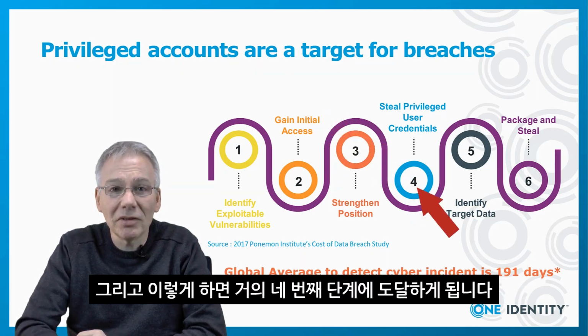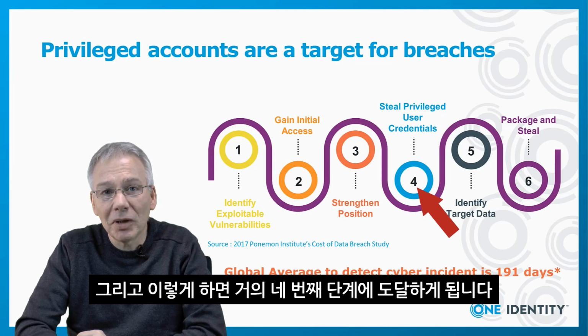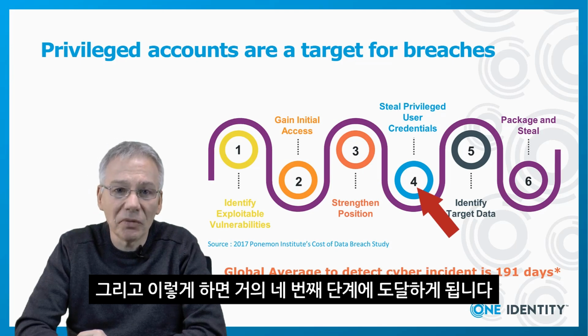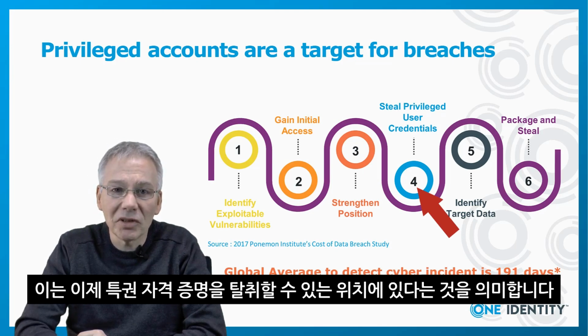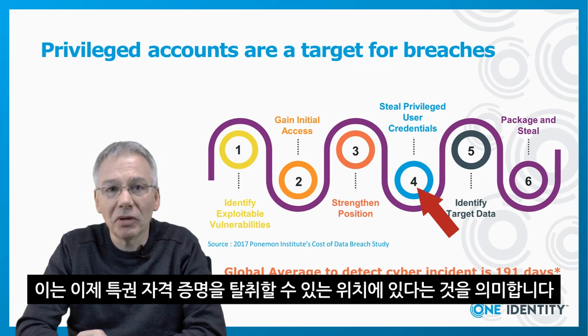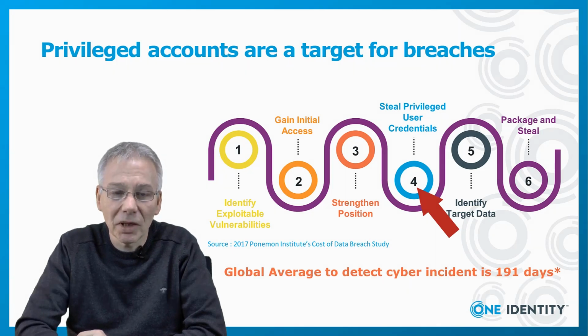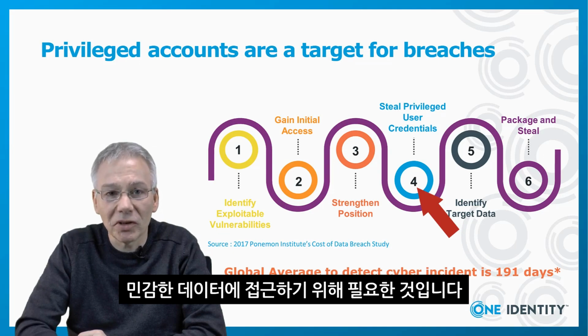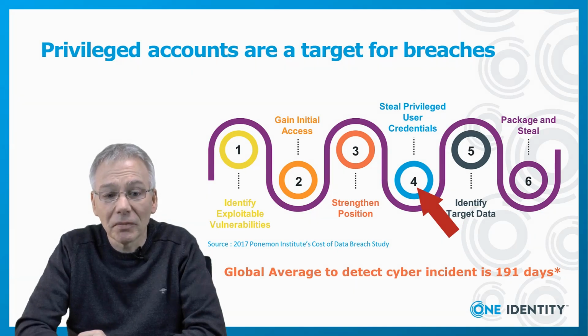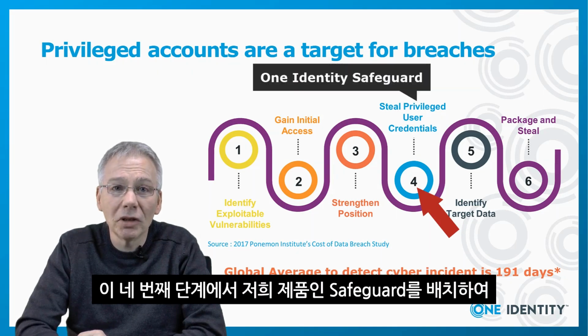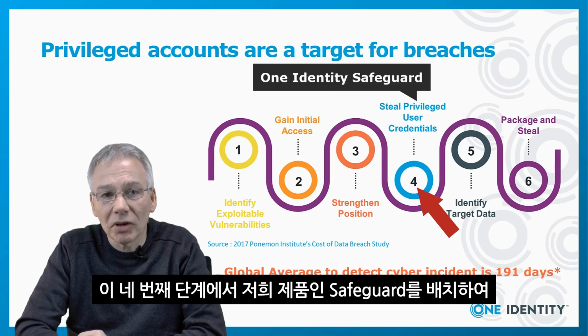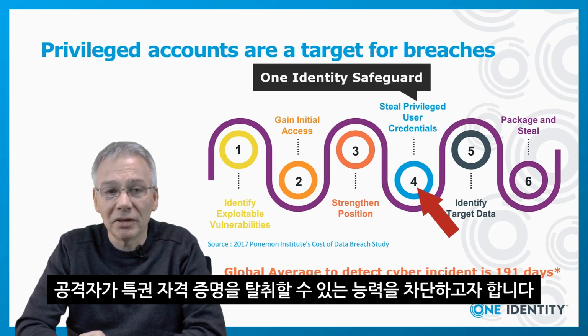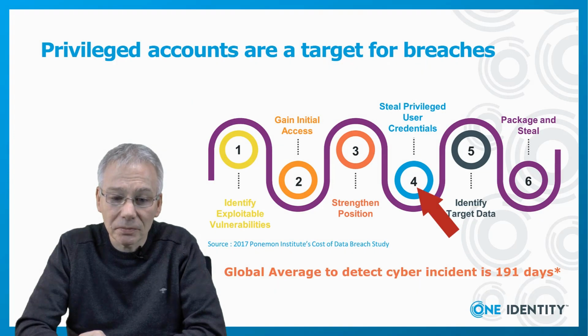And once you have done this, you are pretty much at stage number 4. That is more or less the position where you can now steal privileged credentials. And privileged credentials are what you need to finally get access to privileged or sensitive data. And at this point, number 4, we would like to position our product Safeguard to prevent the capabilities for attackers to steal your privileged credentials.